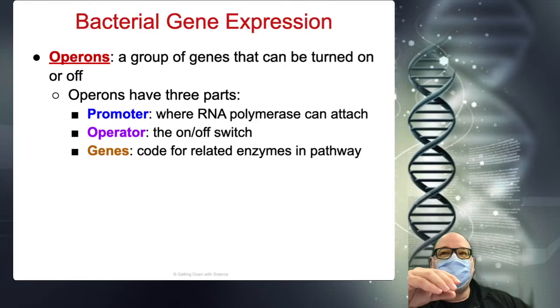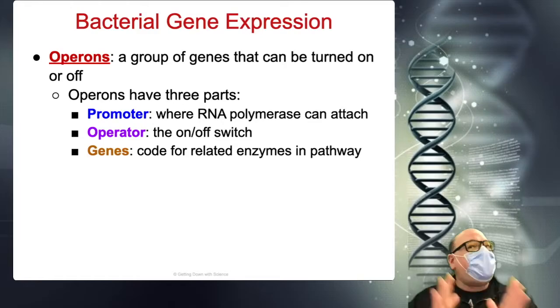Okay. We're going to start by talking about something called an operon. An operon is a gene group that can be turned off or on, okay? And operons are sort of an area where three things are happening. You have a promoter, okay? And the promoter is where RNA polymerase can attach.